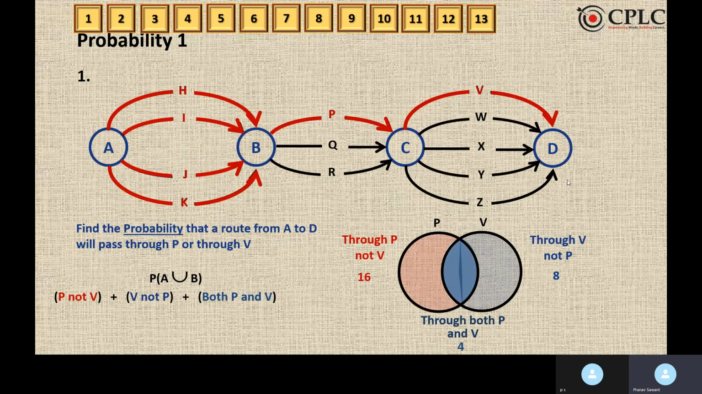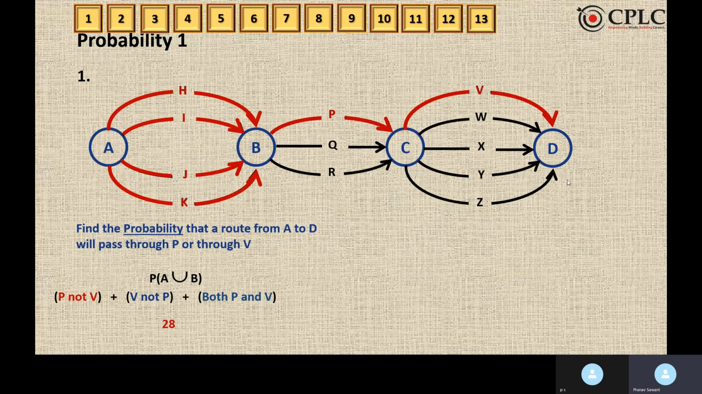And the formula for this is P not V plus V not P plus both P and V, that is 16 plus 8 plus 4, which is equal to 28. As it's probability, we have to consider the sample space also. Sample space is all possibilities from A to D. So there are 60 routes from A to D. So probability is 28 upon 60, that is 7 by 15. So option 1 is the answer.